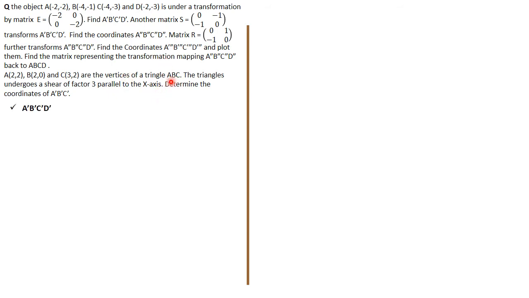Let me begin. Now, we first of all need to get the coordinates of A prime, B prime, C prime, and D prime. And because we have the coordinates of the quadrilateral, and we have been given the matrix of transformation, we just need to pre-multiply the matrix of transformation with the coordinates of the given quadrilateral, and that gives us A prime, B prime, C prime, D prime, which is the image, and that's what we want, and therefore we have the coordinates there.